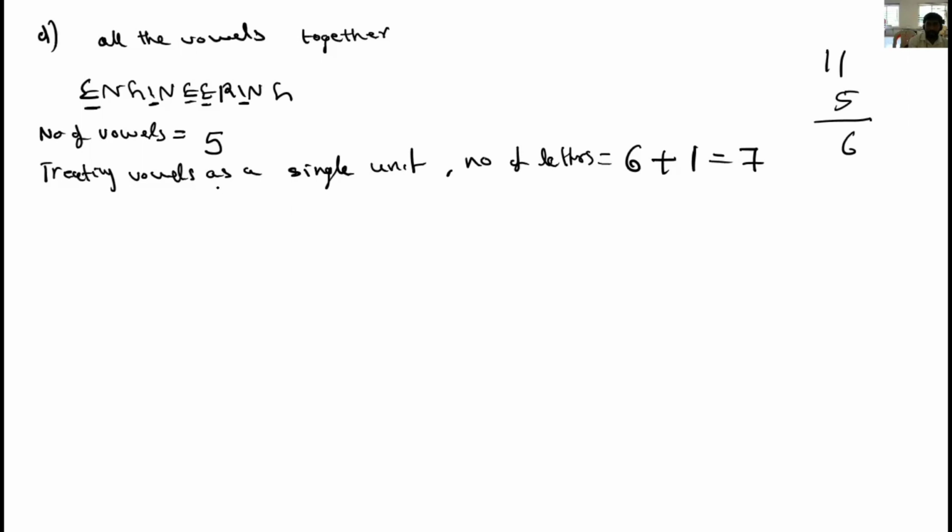Okay, in those 7 letters how many times does N repeat? N repeats 2 times. There is no repetition of E, right? Because you are treating E as a single unit. Then how many times does G repeat? 2 times G repeats. Okay. Then what about I? No, there is no repetition of I, right? Because you are treating the vowels E, E, E, I, I as a single unit. So only N repeats 2 times and G repeats 2 times.